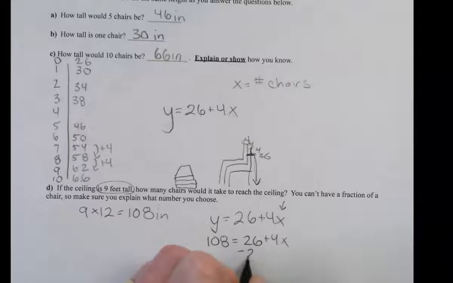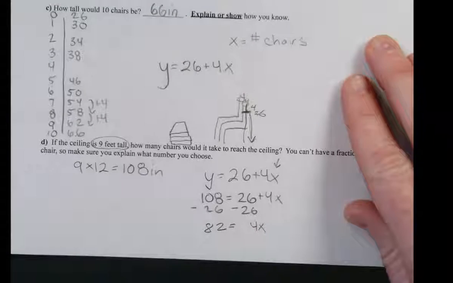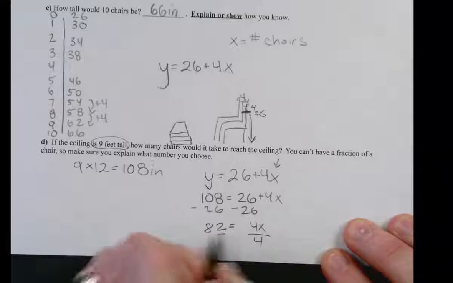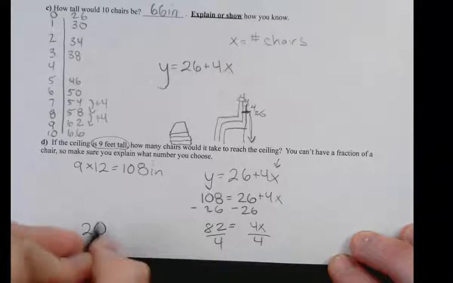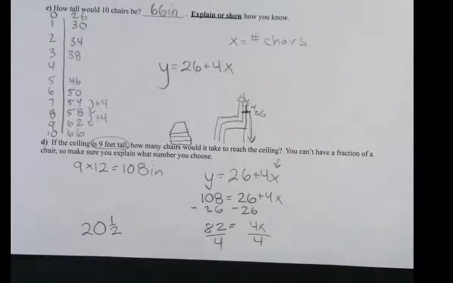So we subtract that base of 26 out. Okay, and we get, let's see, that's going to give me 82. Those will go away, and I have 4x. Now, if I divide this by 4, I get 20 and a half. Well, we can't have 20 and a half chairs.